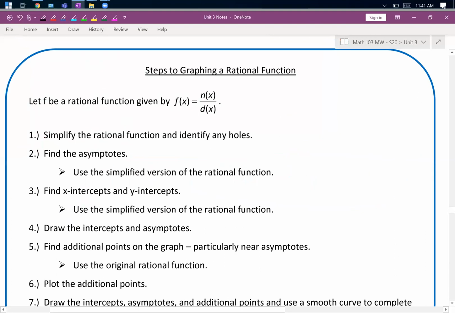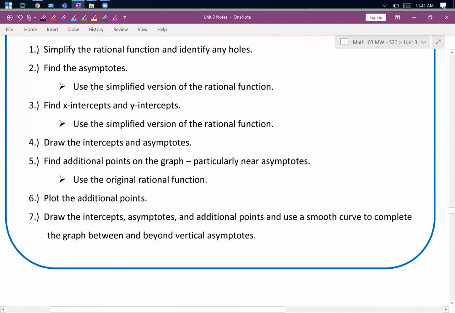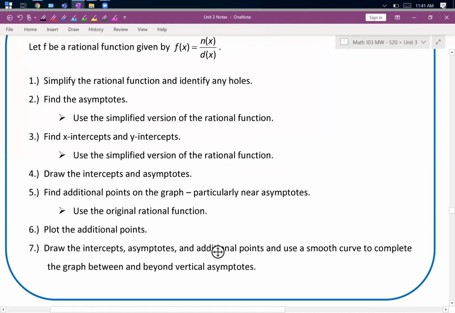All right, let's put it all together in one giant problem and graph a rational function. So here's kind of our general steps. I've got some rational function. The first thing we want to do is simplify the rational function and identify any holes. The way that we accomplish that is by factoring the numerator and the denominator. If you feel like you need to have that as your first step, step 0, then maybe you need to add that in. So that's how we accomplish step 1.